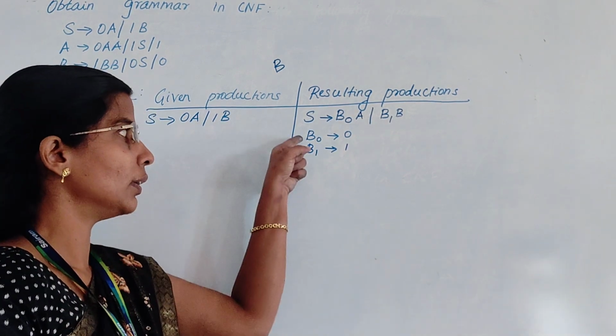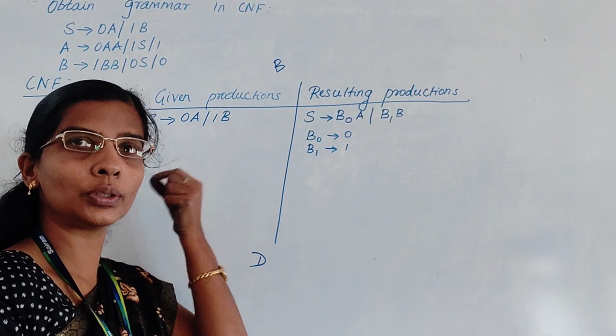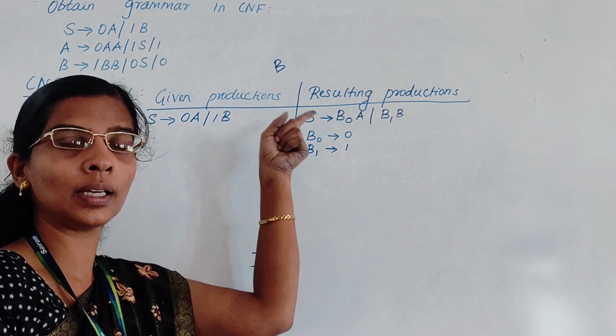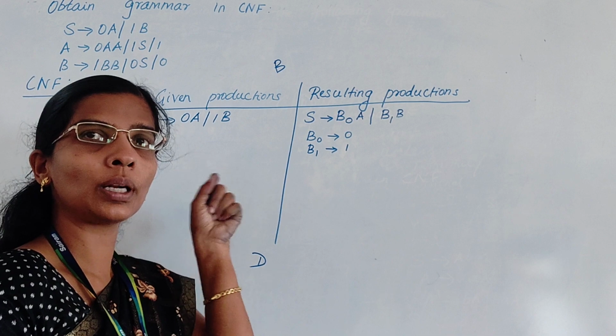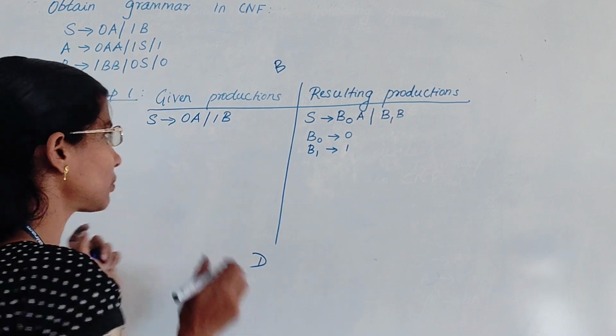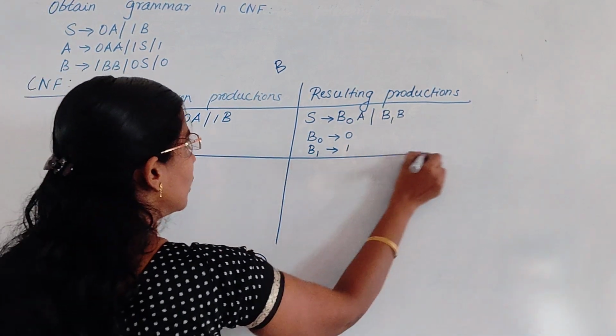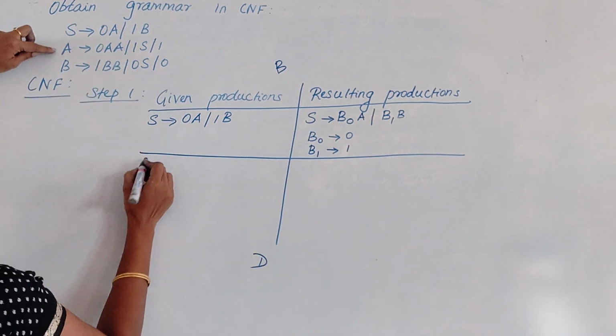That is, wherever you see B0, you should think of it as terminal 0. Wherever you see this B1, B1 represents terminal 1. Right, that was the first grammar.